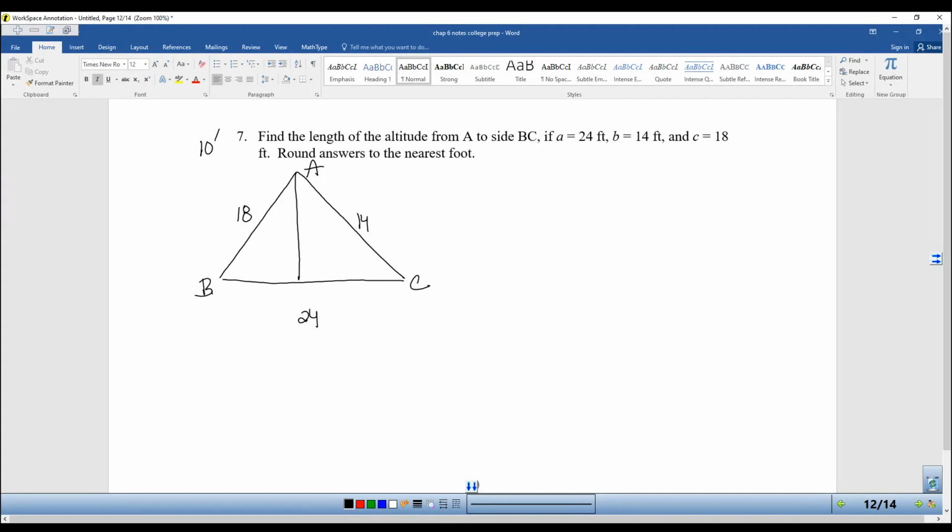So a lot of kids do this a really long way. They use law of cosines to figure out angle B, and then once you know angle B, you can find the height using trig. There is nothing wrong with doing it this way, but we're going to use Heron's formula. I'm going to show you a shortcut. So first, find the area.